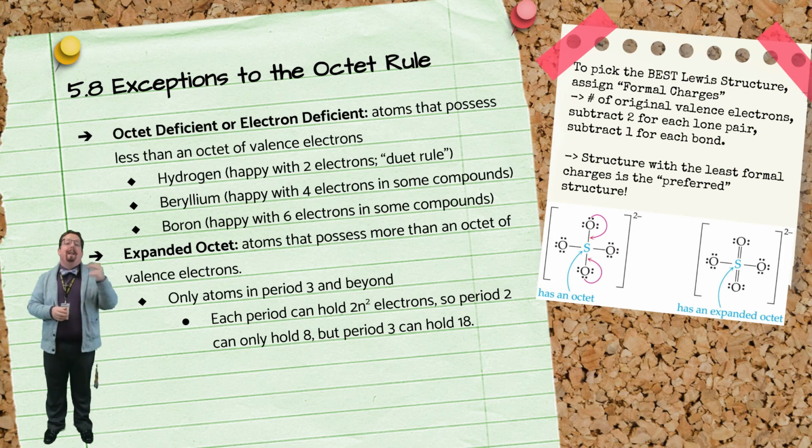Atoms that have more than 8 electrons have an expanded octet. These may include any element in period 3 or beyond. Remember, each energy level can hold 2n² electrons. So period 2 atoms can only ever have 8 valence electrons, which is why they do not form any expanded octets. Atoms in period 3 may hold up to 18 electrons in their 3rd energy level, so they may form expanded octets.